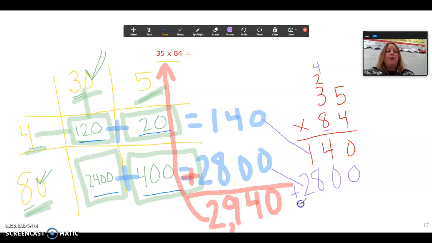Now we're going to add. 0 plus 0 is 0. 4 plus 0 is 4. 1 plus 8 is 9. Nothing plus 2 is 2. And you can see again, we get the same answer, 2,940. It's not about which method you choose to multiply. It is that you do know a method and that you can successfully multiply. Good luck.